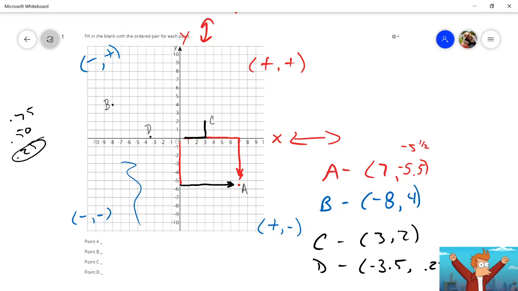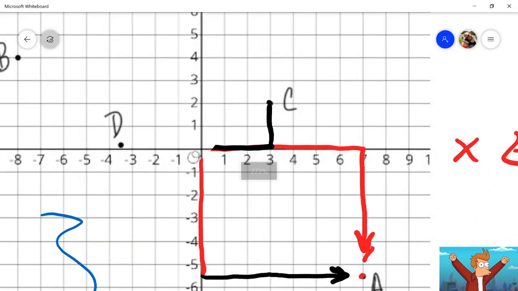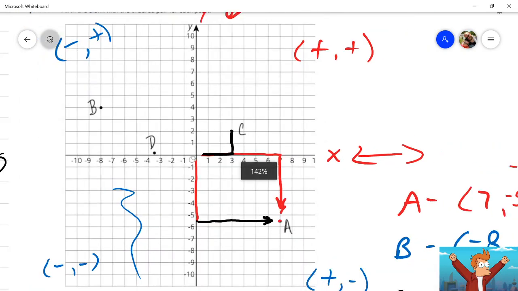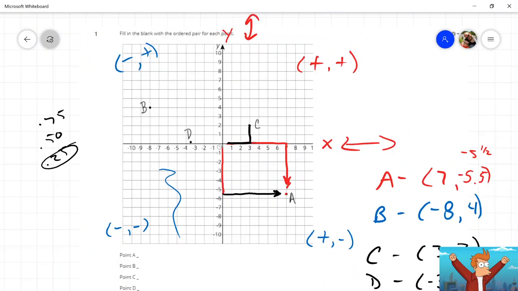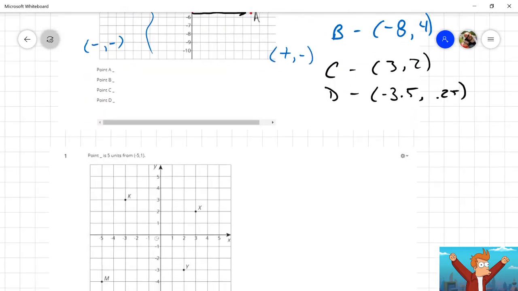That's a hard one. You know it's not halfway, so let's zoom in a little bit. Okay, you can see that it's not halfway. So I'm going to go with quarter, okay? If we're wrong, we're wrong together.